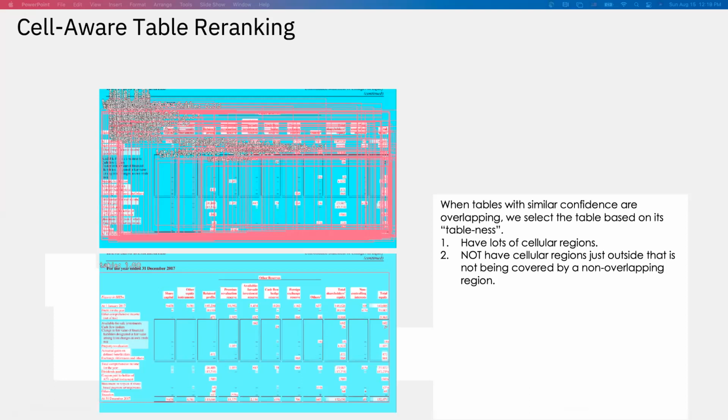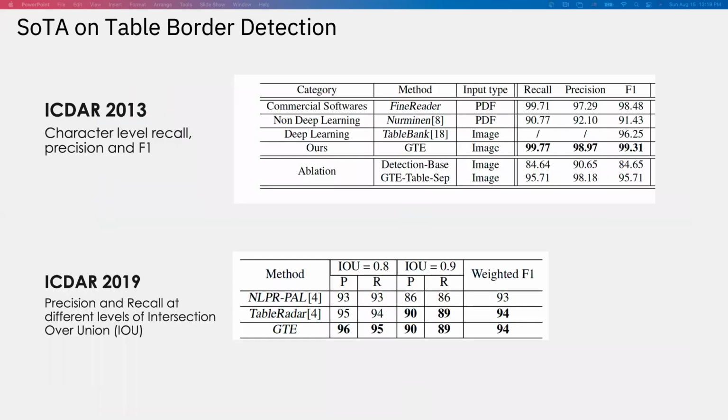So this allows us to rank tables in a way that favors the tables that have a lot of cells, and also to better penalize the cases where the tables are over-splitting or over-merging. So let's look at the results. If we look at the table border detection over ICDAR 2013 and 2019, for both we achieve state-of-the-art performance. So this is for detecting table borders.